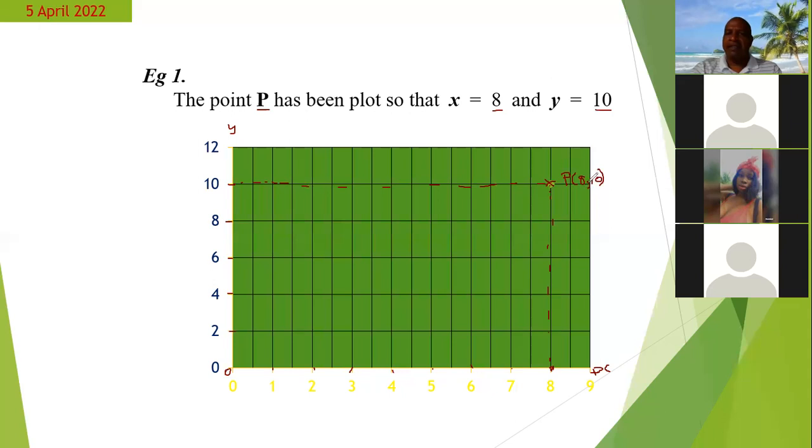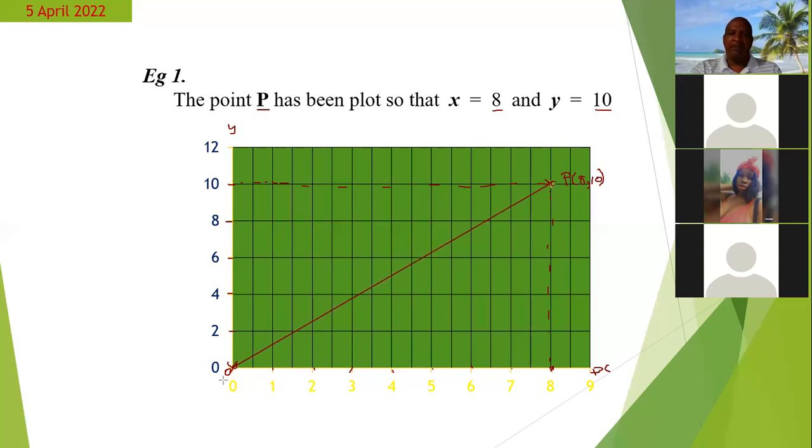Now, having plotted this point, one of the things that we may want is to draw a line from the origin to the point that we plotted. And so here we would end up here.